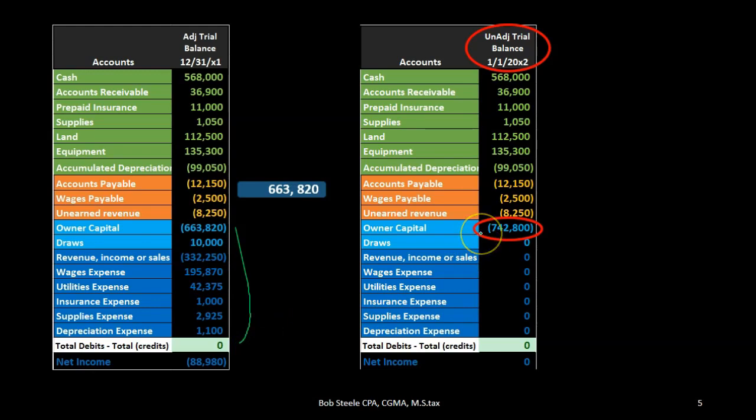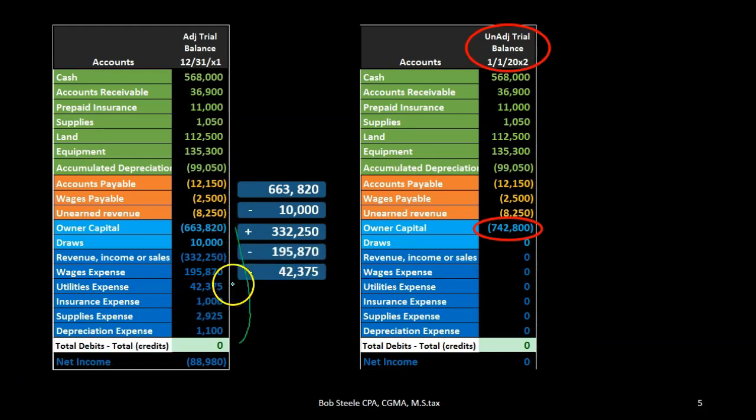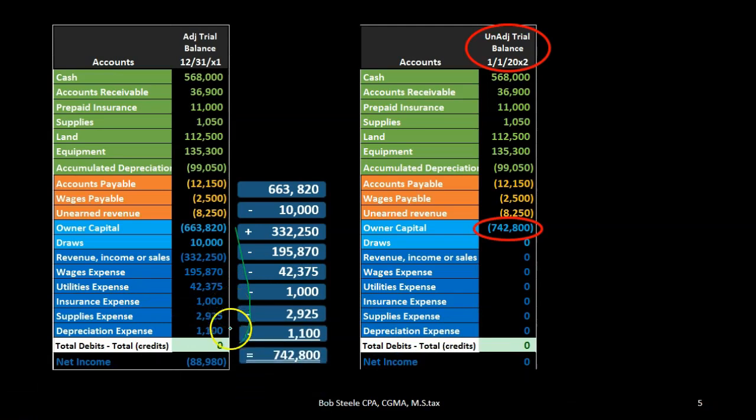We can say, how did we get to this 742,800? Well, I'm going to do it in plus and minus rather than debits and credits. We're going to say it's the amount in the capital minus the draws plus the revenue minus the expense, minus the expense, minus the expense, minus the expense. And that will give us the amount of the 742,800. That's what we need in the capital account represented in the equity section after we close out everything else.